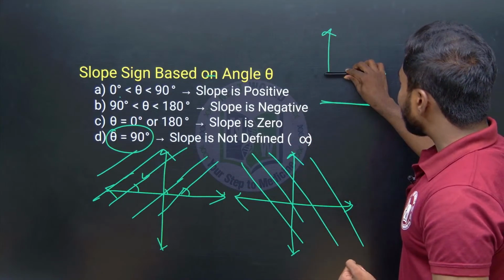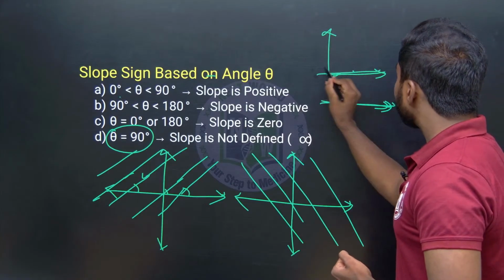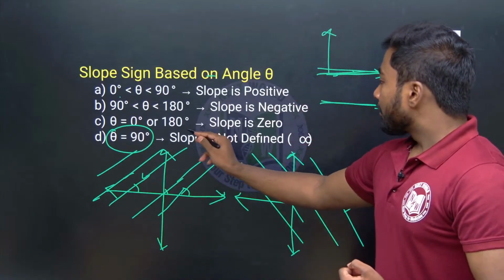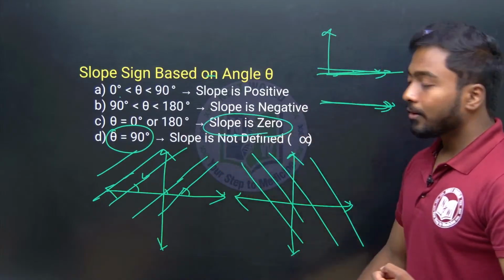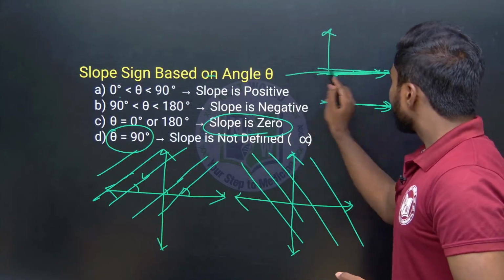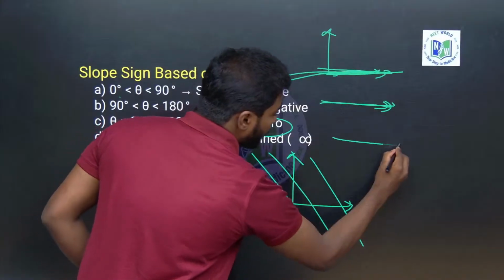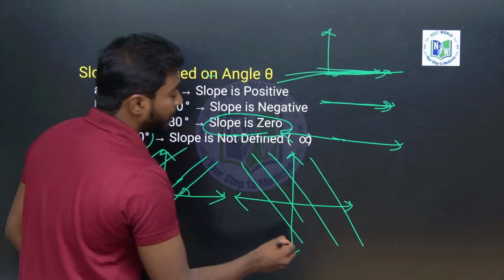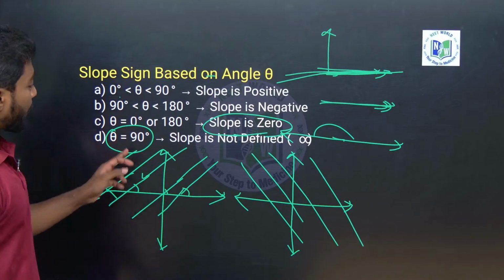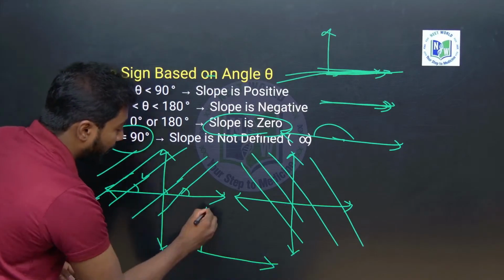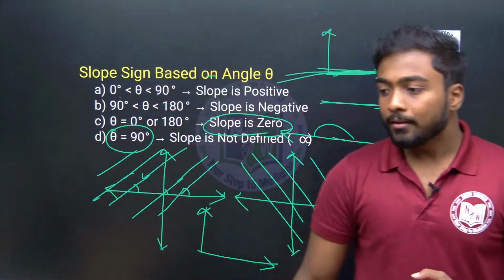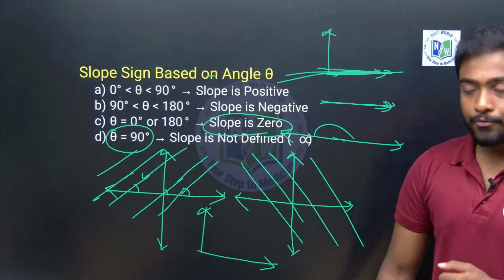If I draw a tangent like this, the angle is 0, that is, the slope is 0, or the angle is 180 degrees. So 0 degrees like this, and if I draw one more line like this, the angle is 180 degrees. Next one, if I take 90 degrees and draw a tangent for this, the slope is infinite.